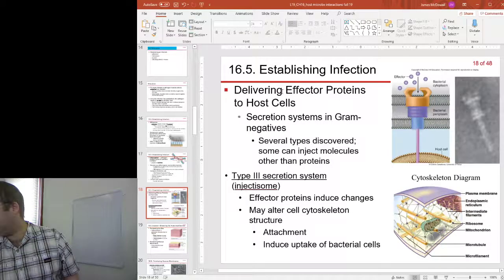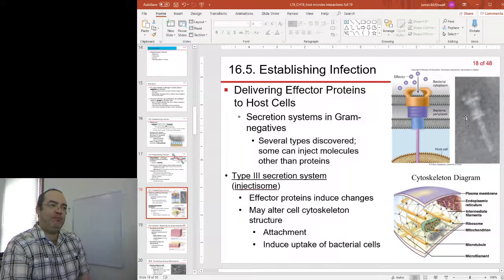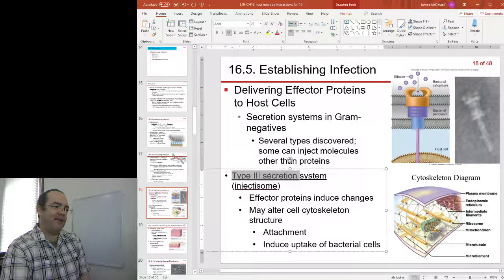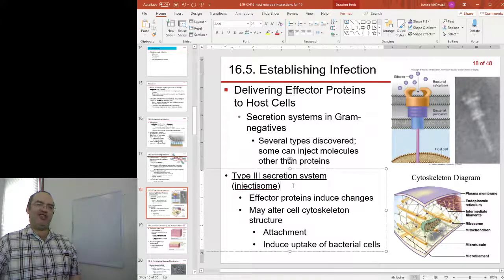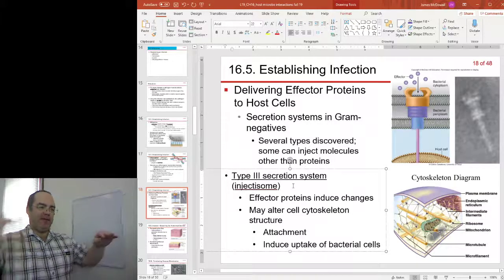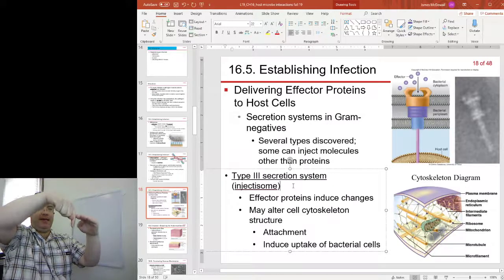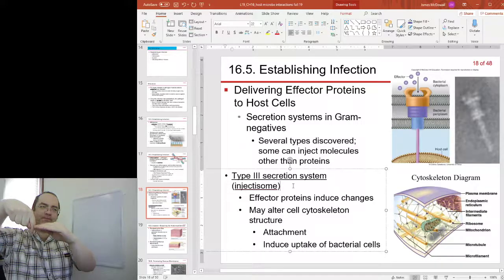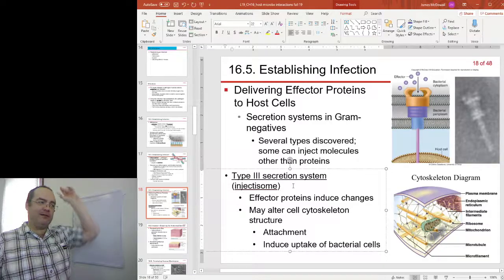And this is on page 423. This pictured here is what's called a type 3 secretory system, also known as an injectosome. And the term injectosome really describes what it does. The bacteria sticks to our cell, and then it pokes this kind of needle through it, and then it squirts stuff into our cells.